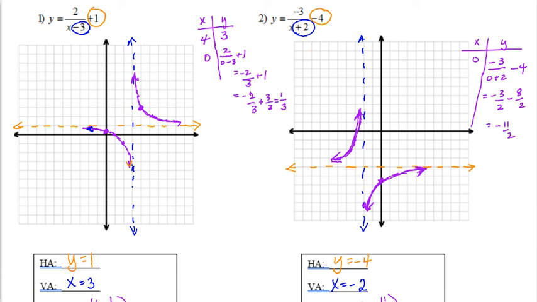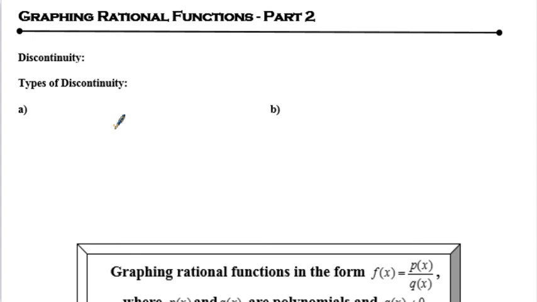Now let's talk about graphing part 2. We need to talk a little bit about something called discontinuity before we get too much further. And discontinuity, we've been dancing around this topic with asymptotes already, so let's just document this for posterity here. Discontinuity is where the graph starts and stops.